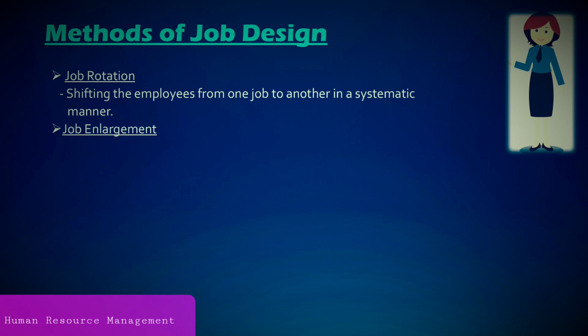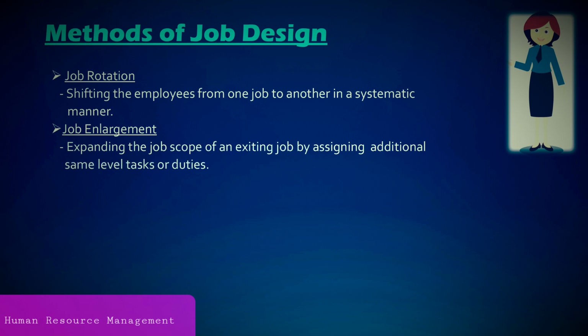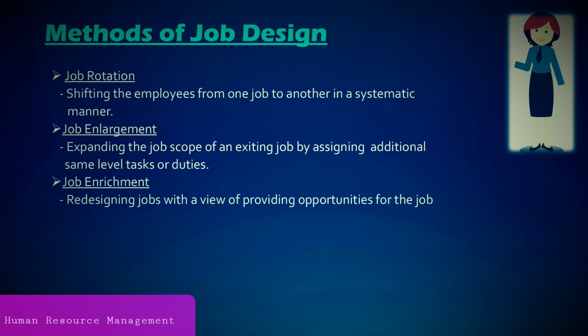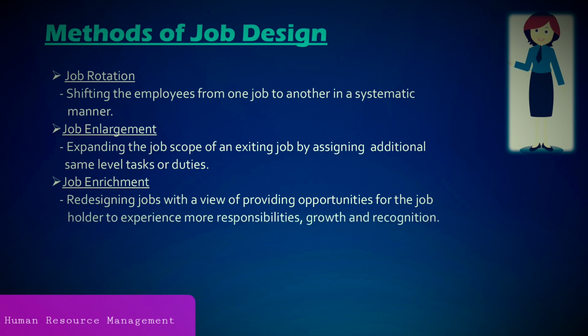In job enlargement, more tasks are assigned to an existing job, which results in the expansion of the scope of that particular job. This is a horizontal expansion and therefore assigns additional responsibilities which require the same skills that were required in the original job. For example, extending working hours comes under this method. In job enrichment, a job is redesigned by assigning more autonomy, that means control, and more tasks in a way that provides opportunities for the job holder to experience more responsibility, achievement, growth, and recognition.